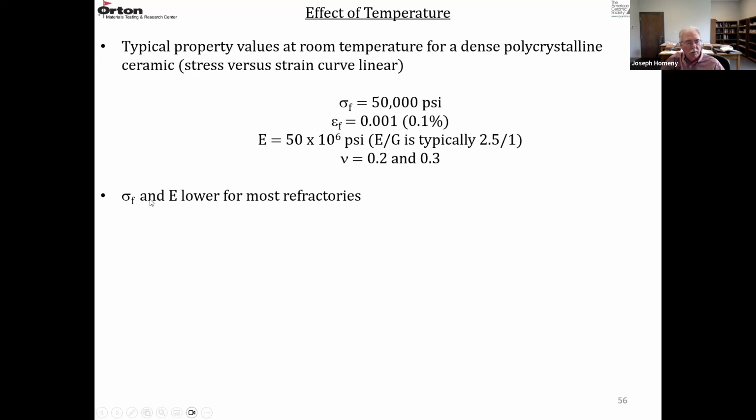So at room temperature, sigma F and E for refractories, because of the high microcrack density and high porosity, is going to be much lower than these values.